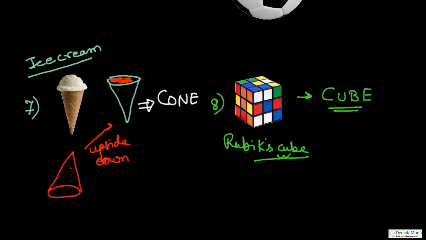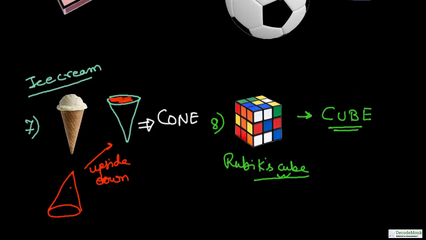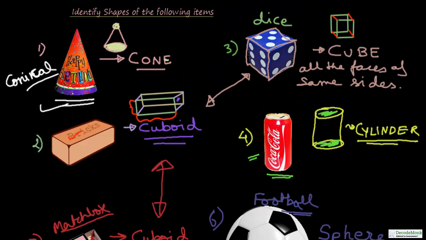So these are some of the real world objects which look like our different geometrical shapes, and you should be able to identify these shapes whenever there is a question. Please look around you and try to figure out the shapes of different objects or items in your household and at your school. That way you will have an idea of different shapes.